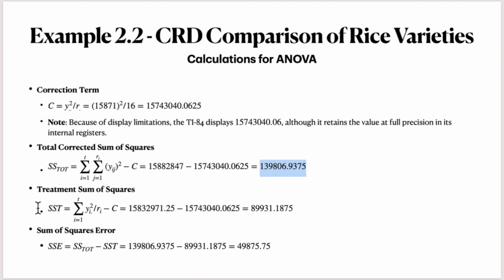Okay, next we need the treatment sum of squares. What we have to do is square each of the response totals within each sample, divide by the corresponding sample size, add those quantities up, and then subtract off this correction factor. So you see here that we're using this correction factor multiple times.